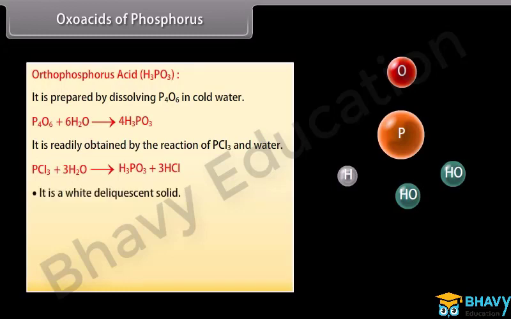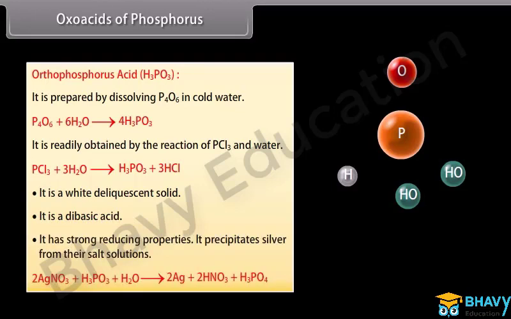It is a white deliquescent solid. It is a dibasic acid. It has strong reducing properties. It precipitates silver from their salt solutions.